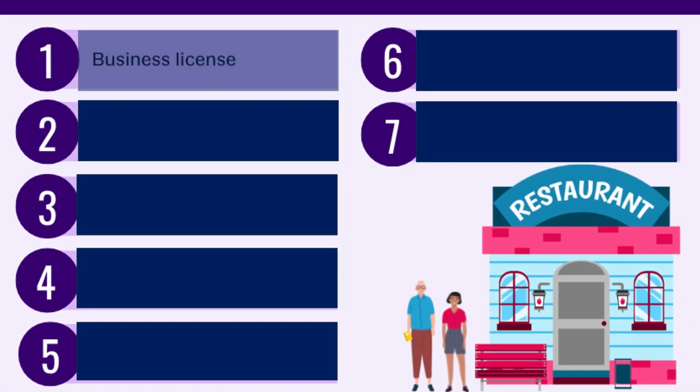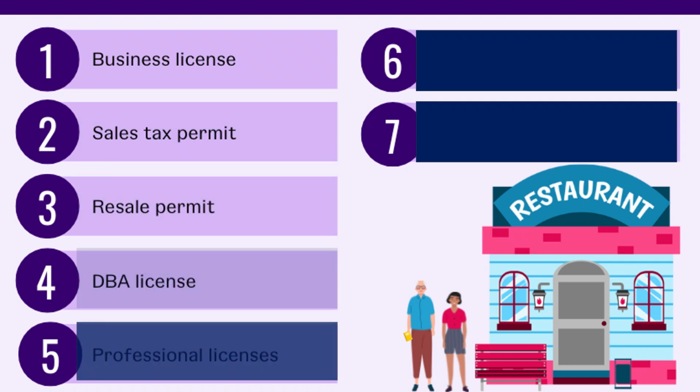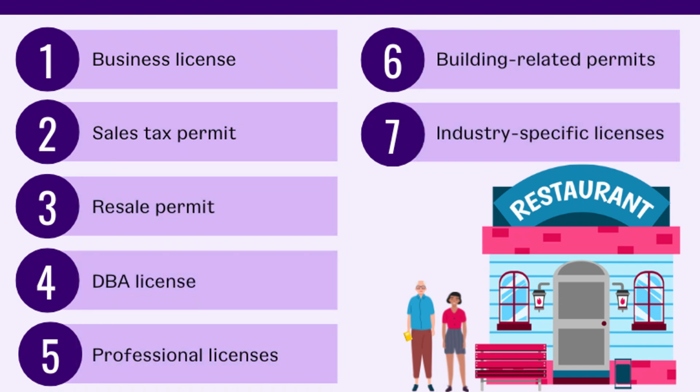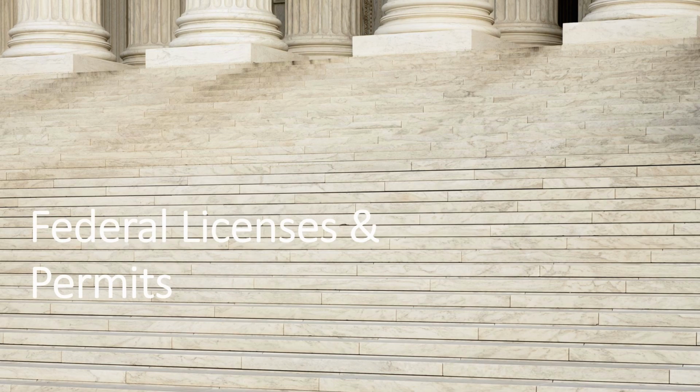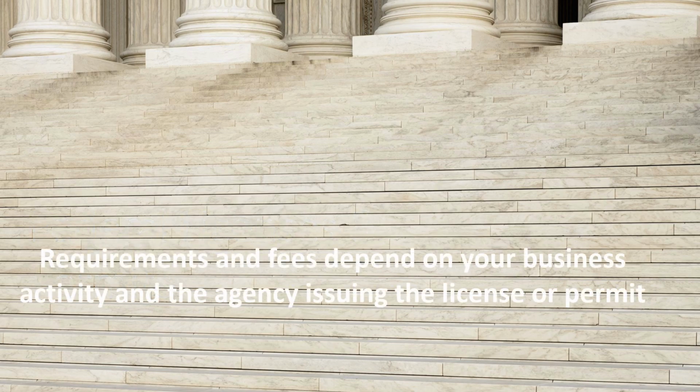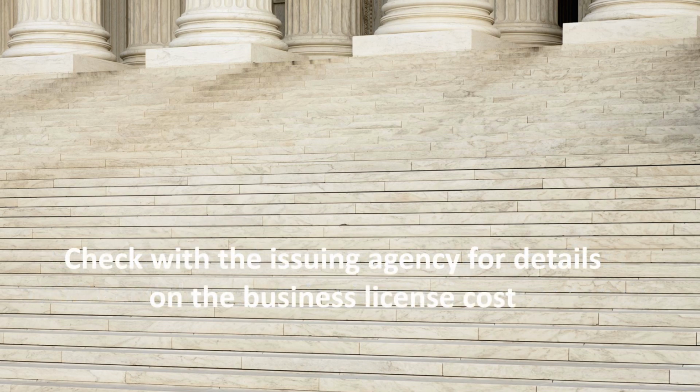Most small businesses need a combination of licenses and permits from both federal and state agencies. The requirements and fees vary based on your business activities, location, and government rules. The most common types of licenses and permits include a federal license or permit. You may need one or both of these if your business activities are regulated by a federal agency. Requirements and fees depend on your business activity and the agency issuing the license or permit. It's best to check with the issuing agency for details on the business license or permit cost.